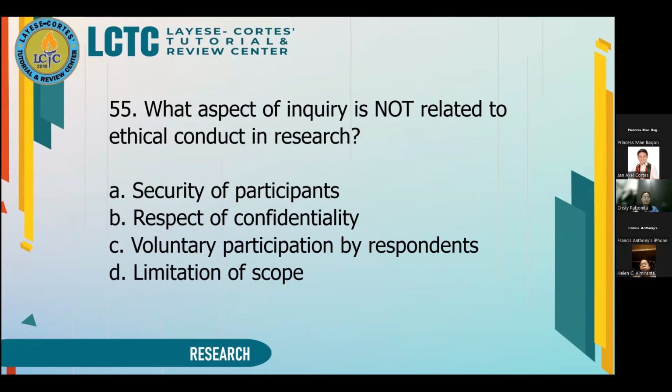Limitation of scope. Limitation of scope, ma'am. Are you sure? Limitation of scope is part. Pwede siya. Dapat na may limitation. Murag everything can be included in your research. So that is the limitation of scope. Letter C.